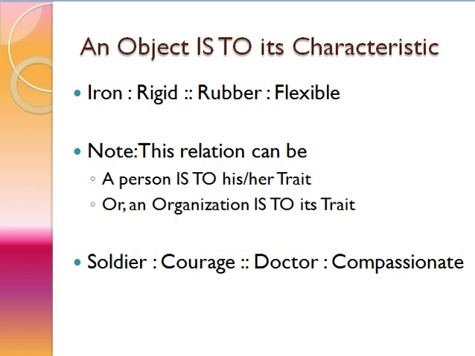An object is to its characteristic. Iron is to rigid as rubber is to flexible. Iron is the object and rigid is the characteristic of iron. This relationship can be a person is to his or her trait, or an organization is to its trait. Soldier is to courage as doctor is to compassionate. Courage is the trait or characteristic of a soldier.